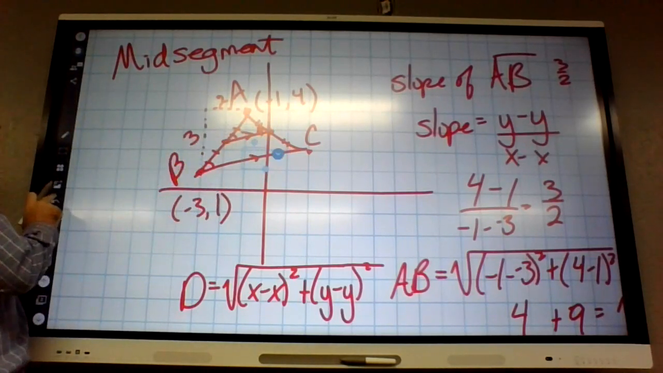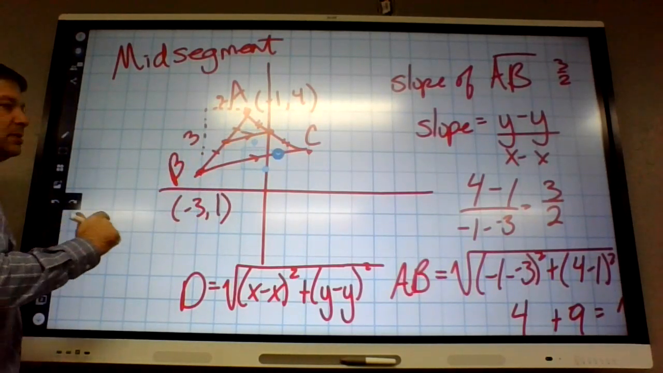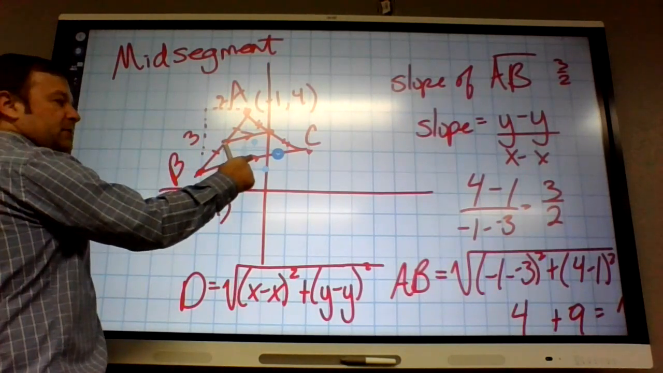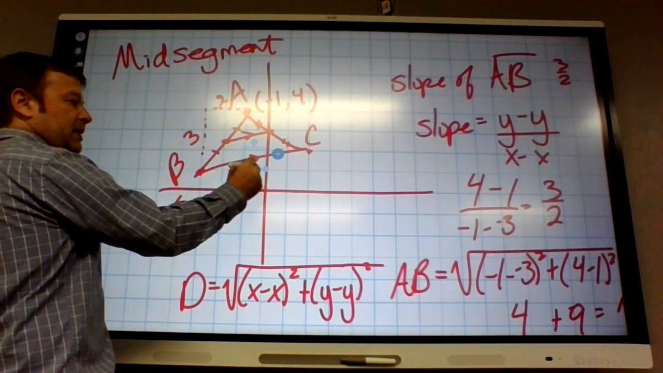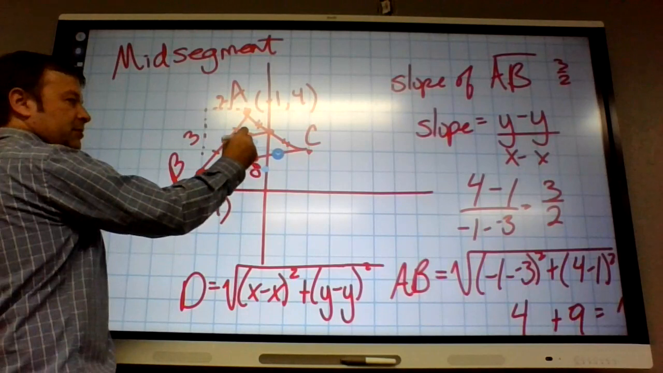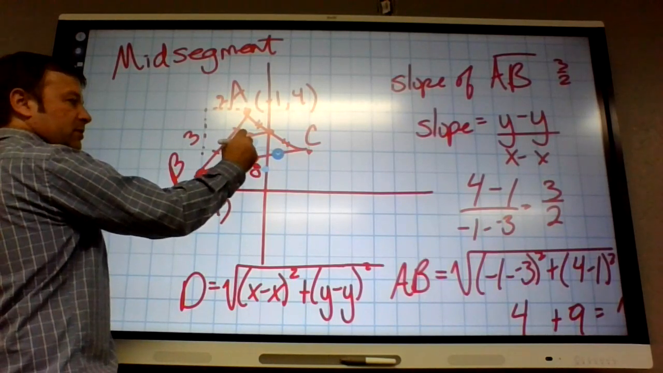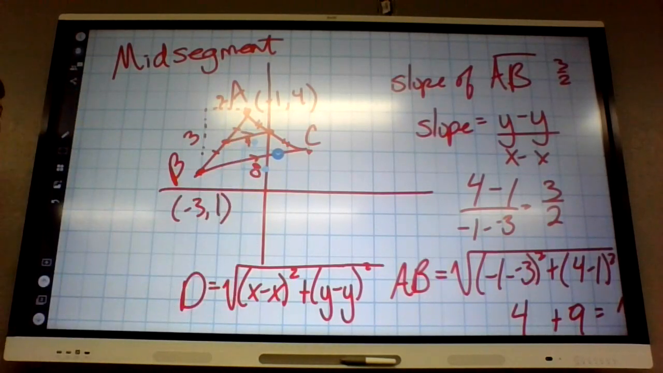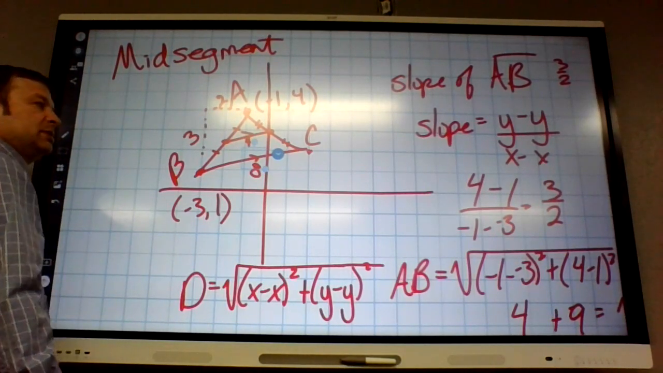And we also know that if this is like 8 long, the mid-segment is going to be like 4 long. So it's going to be half. It's going to be half. Always and forever, if it's a mid-segment.